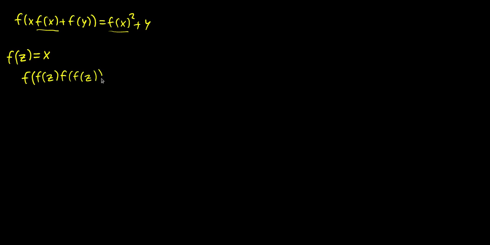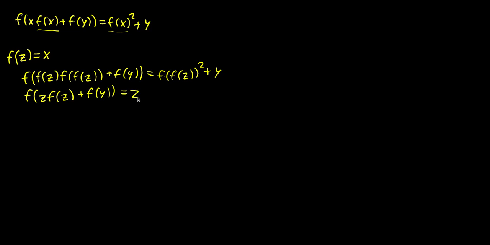You'll see why this is helpful, because this f of z, because of the involution, means that it is actually just z plus f of y, but for the sake of completeness, we will write it as f of z for now, equals f of z squared plus y. Cool. So now if we replace f of z with z, we get f of z plus f of y equals z squared plus y.